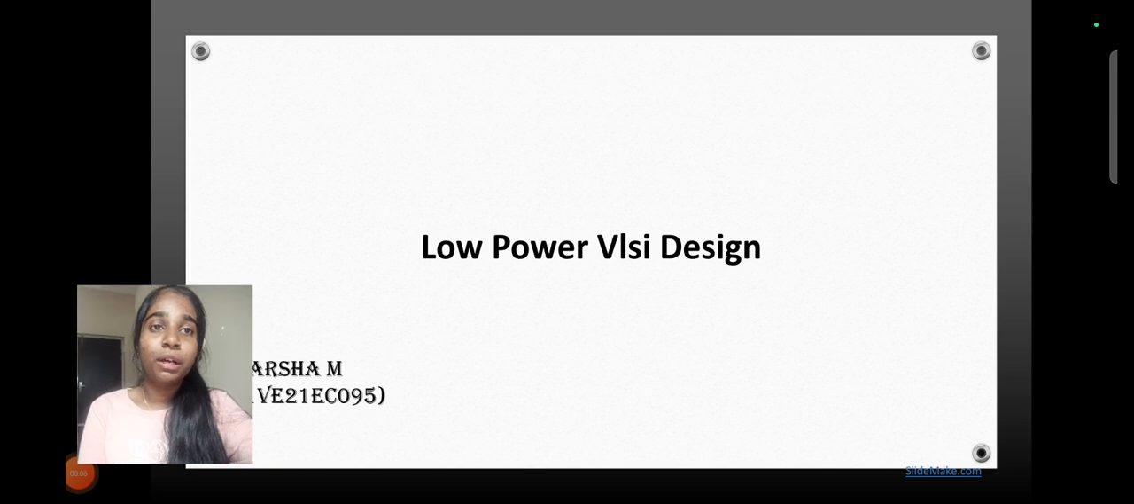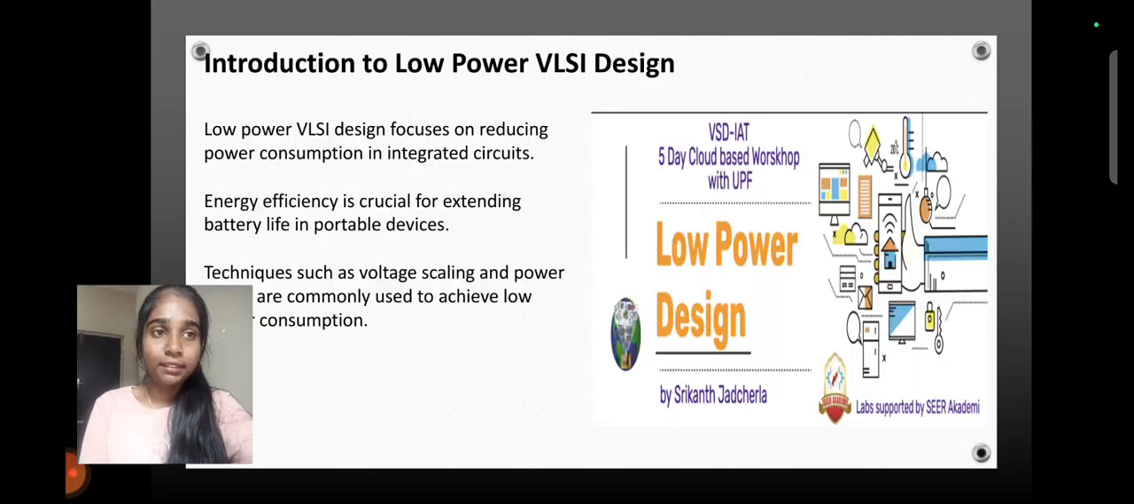Today we'll be talking about low power VLSI design. Introduction to low power VLSI design. VLSI design focuses on reducing power consumption in integrated circuits. Energy efficiency is crucial for extending battery life in portable devices. Techniques such as voltage scaling and power gating are commonly used to achieve low power consumption.